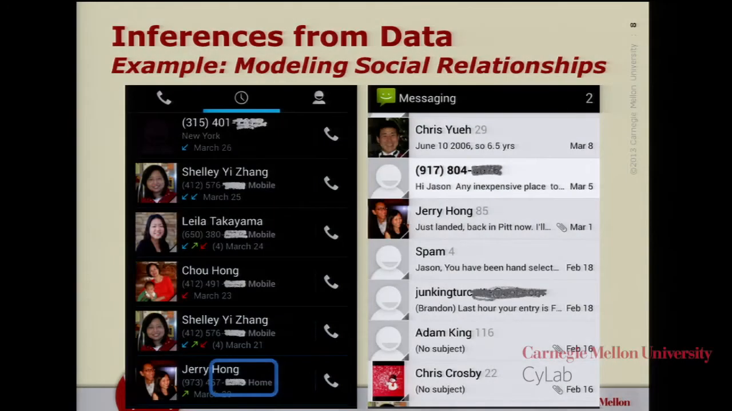So again, just based on surface characteristics, you can probably guess a lot about the relationships already. And also, if you look at the SMS log, you can see that I have several SMSs with these two people, and it's also spread out over several years. So that also tells you a lot about the relationships.